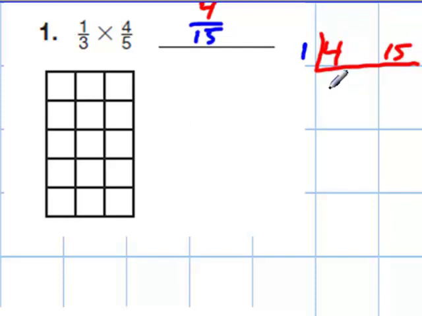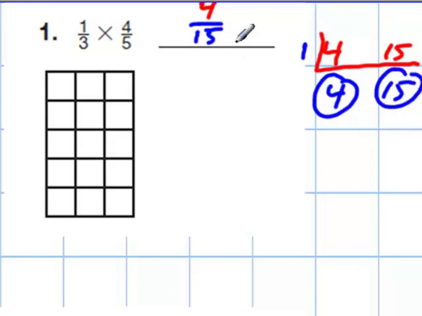4 divided by 1 is 4. 15 divided by 1 is 15. 4/15 is a simplified fraction, so we're done here. Let's take a look at this another way, though.